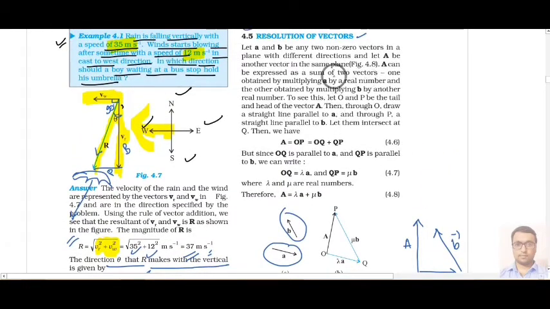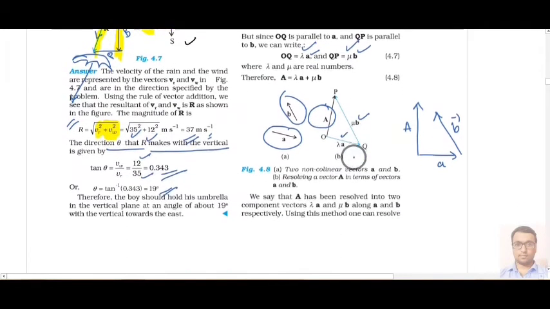Here it is given that we will multiply vector small a by a real number, and also we will multiply vector small b by another real number. In that case, we can express any given vector capital A in terms of these small vectors, like vector a is multiplied by lambda and vector b is multiplied by mu, two real numbers.